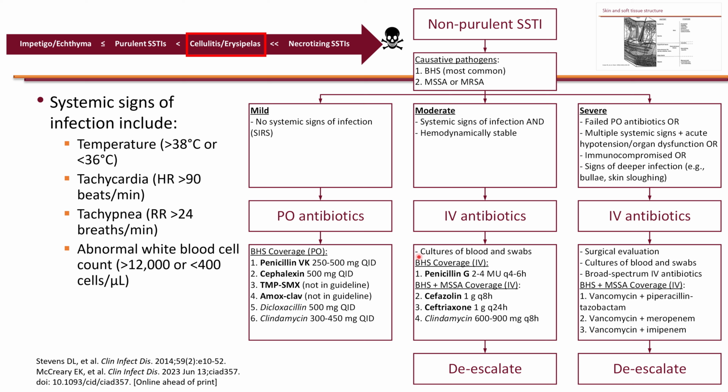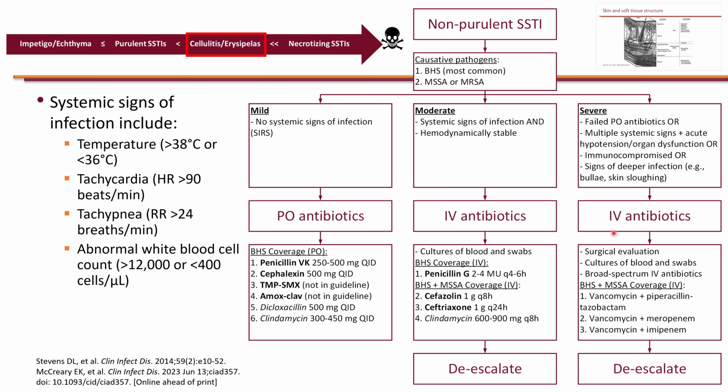So for these patients, of course, cultures of blood and cultures of swabs of the infection site are recommended. And when targeting beta hemolytic strep, penicillin is still recommended, except this time it's IV. Now, when covering both beta hemolytic strep and MSSA, cefazolin is the drug of choice. So first generation. Some people might use ceftriaxone once a day, but it's more likely to cause collateral damage. And of course, clindamycin is there too.